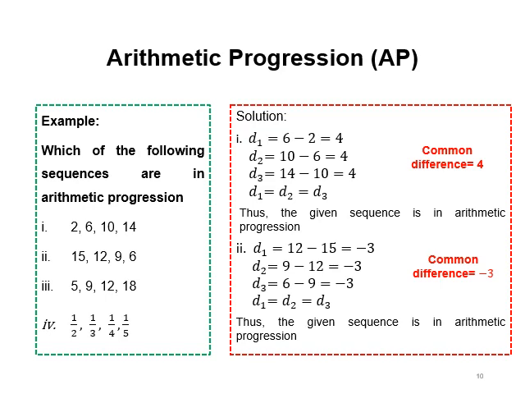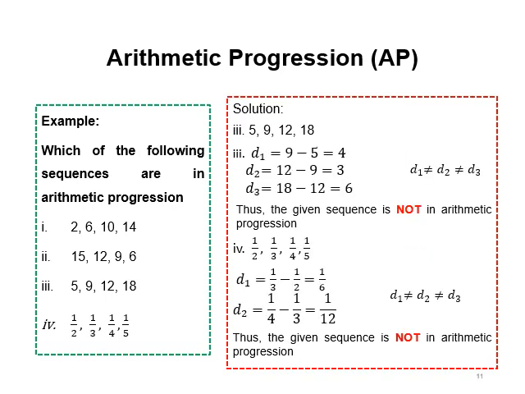Let's go to the next example, which is 15, 12, 9, 6. Okay, 12 minus 15, minus 3. 9 minus 12, minus 3. 6 minus 9, minus 3. Oh, the difference here is the same, which is minus 3. So we say this is an arithmetic progression.